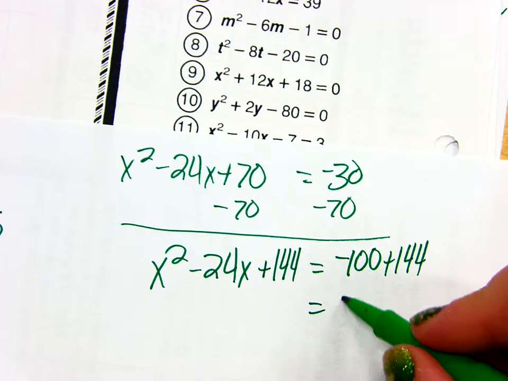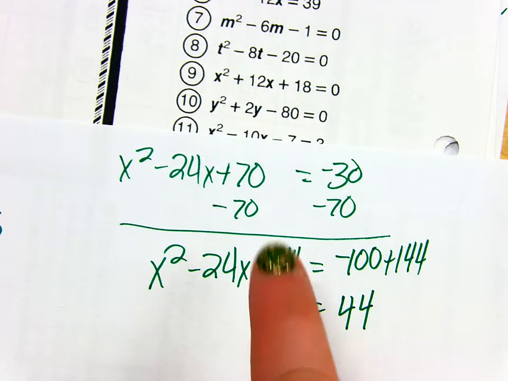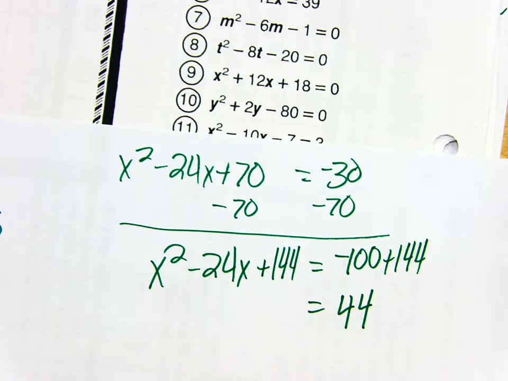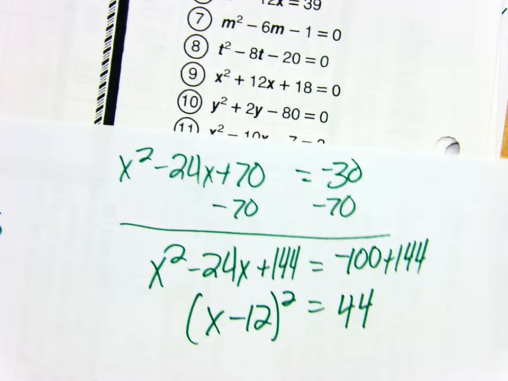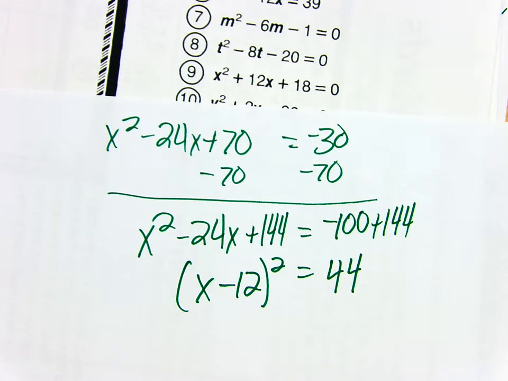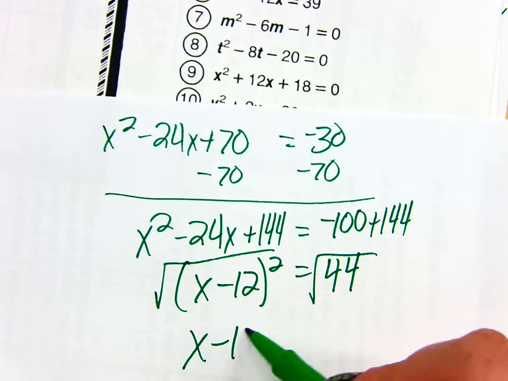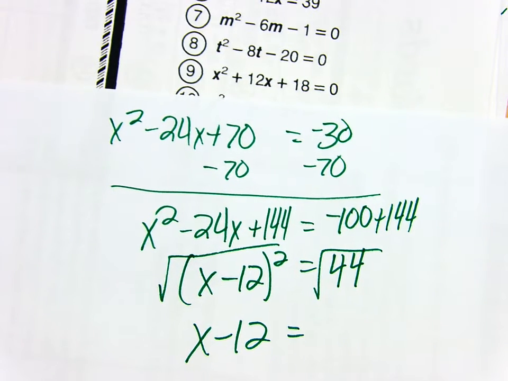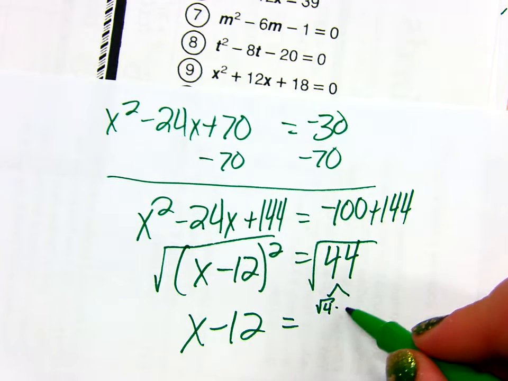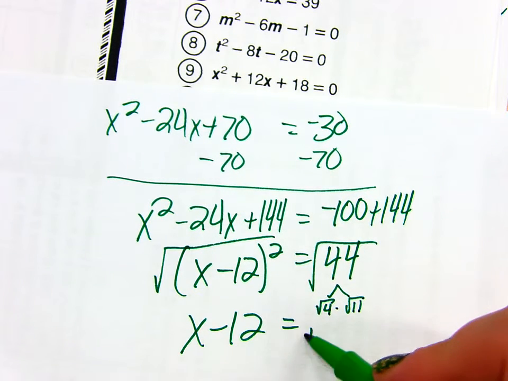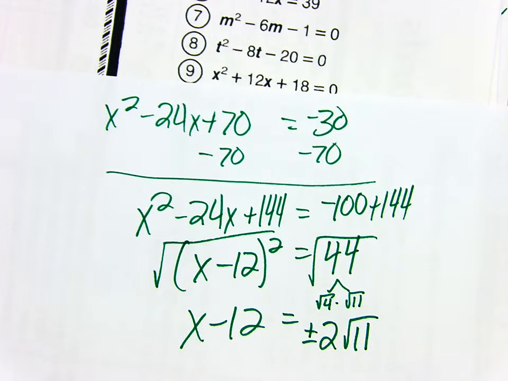So on the right, I had 44 in my head. I'm going to get a 44. On the left, what are factors of this? It has to be negative 12, negative 12, so I write x minus 12 squared. Okay, now we're cooking. What are you going to do now? Square root. 44 is not a perfect square, but it splits into the square root of 4 times the square root of 11, so that gets me positive and negative 2 root 11. Right, because the square root of 4 is just 2.